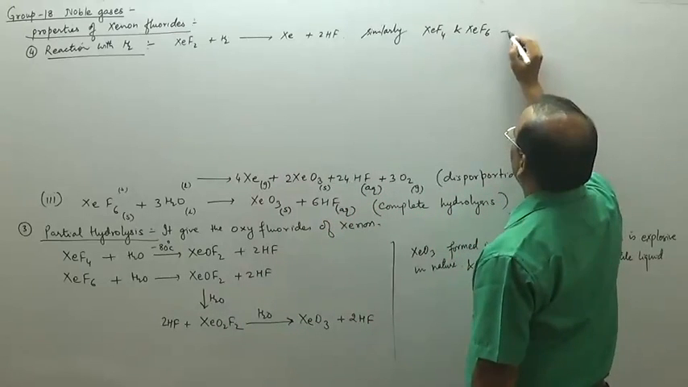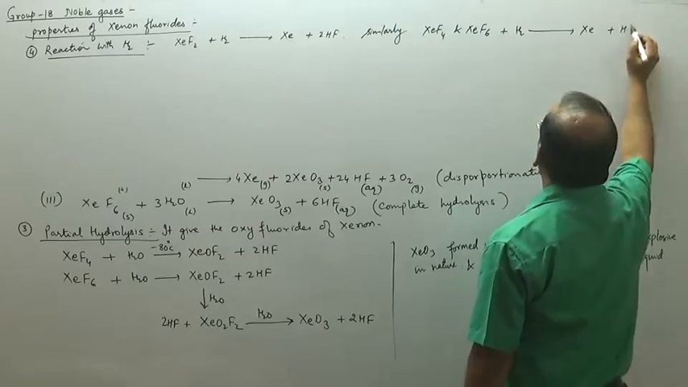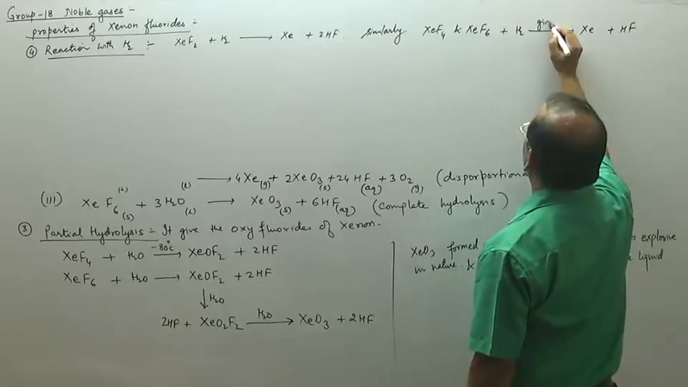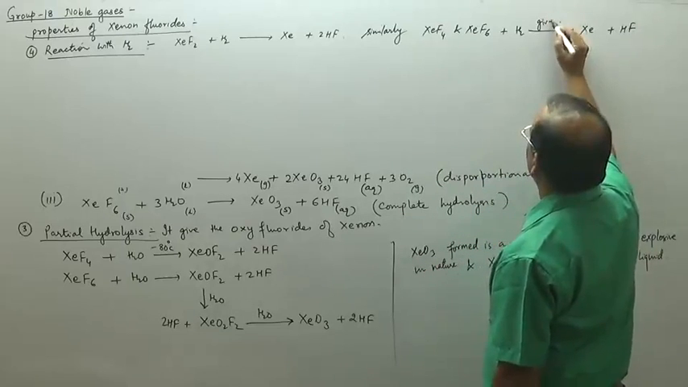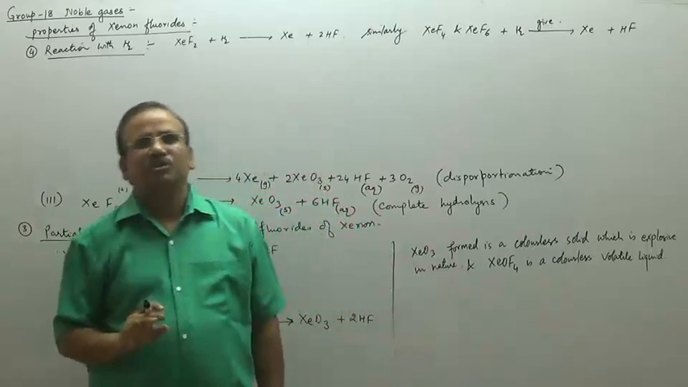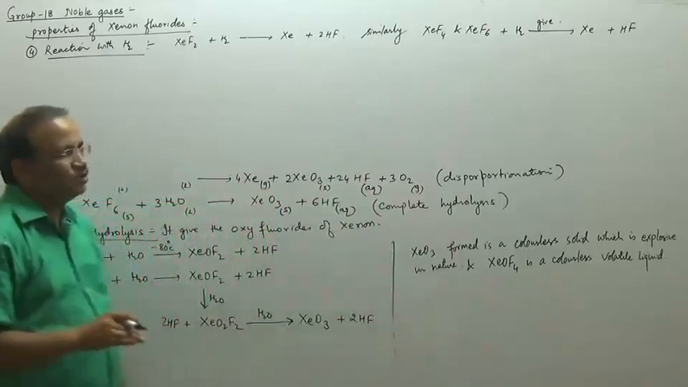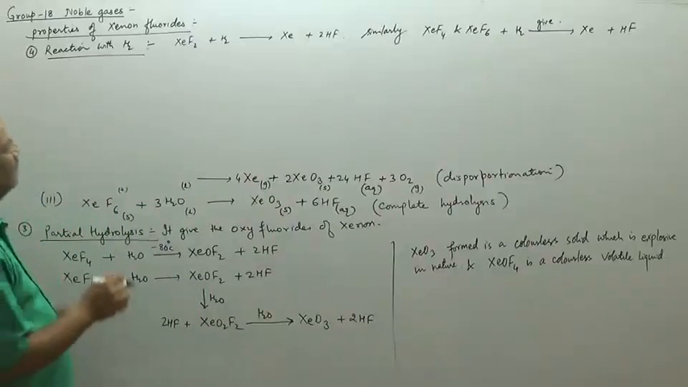We write that it is plus hydrogen, which will give xenon plus HF, and we are able to balance the reaction. With H2 they will give xenon and HF. So all react with hydrogen to get converted into xenon and hydrogen fluoride.